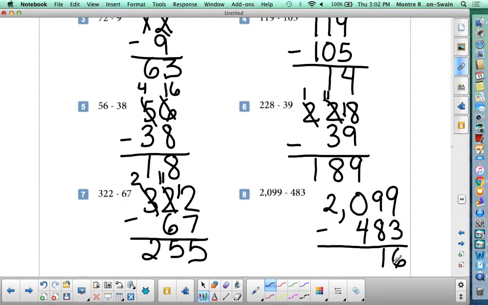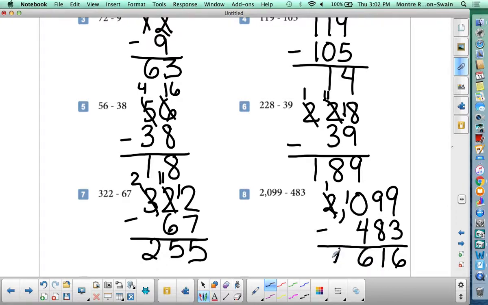In the hundreds place, we have 0, take away 4, which we cannot do. So I'm going to go to the thousands place, and I'm going to regroup from the 2. So we're going to cross out the 2. The 2 becomes a 1. The 0 in the hundreds place becomes a 10. And now we have 10 minus 4, which is 6. And in the thousands place, 1 minus nothing is 1.